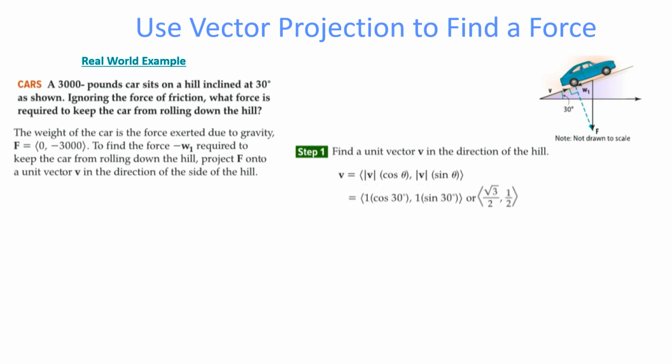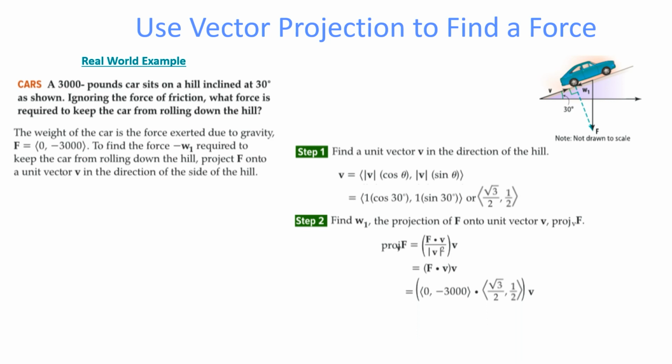V equals, the x component is magnitude of V cos theta, and the y component is magnitude of V sin theta. We work this through, we get the answer √3/2 and 1/2. To find W1, we can use the formula in the previous slide, and if we work it through, we get the answer of 0 minus 3000 multiplied by V, which equals minus 1500 V.